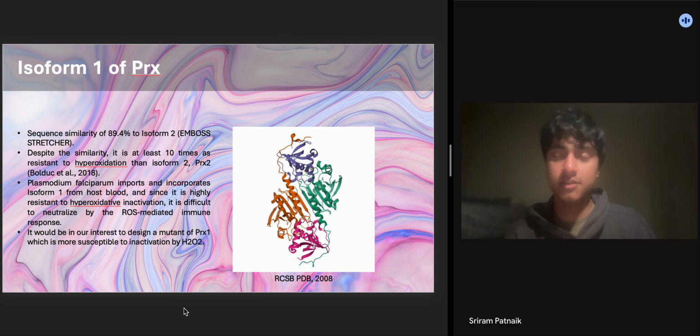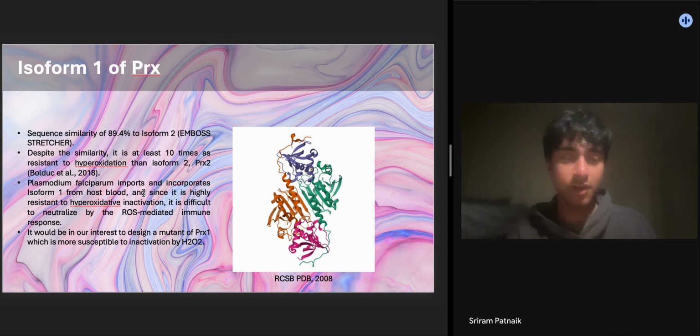So this is the first isoform of PRX, which is just PRX1. It is very similar structurally to PRX2. I ran an EMBOSS Stretcher analysis, and it showed an 89.4% similarity with about 76 to 77% identity, which is pretty high. Although other papers did say it had a 97% similarity, which might be because this is a different version of the enzyme, or it might be bound to a substrate, which I'm unaware of.